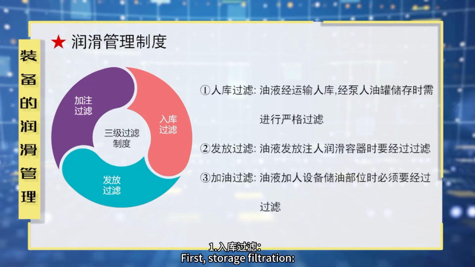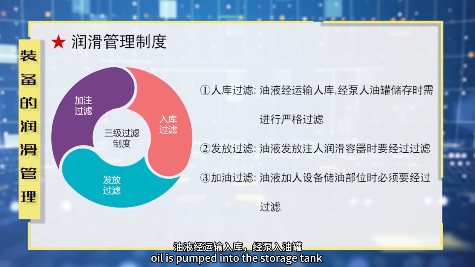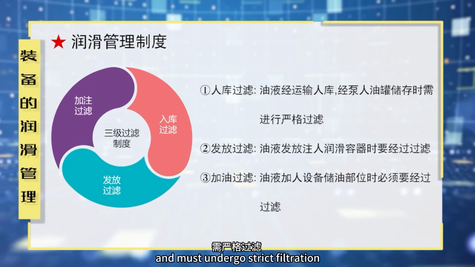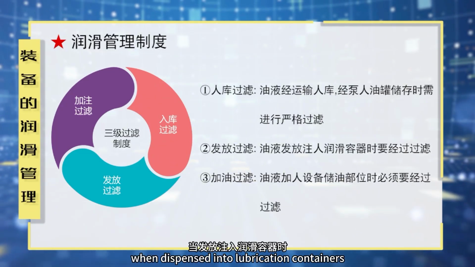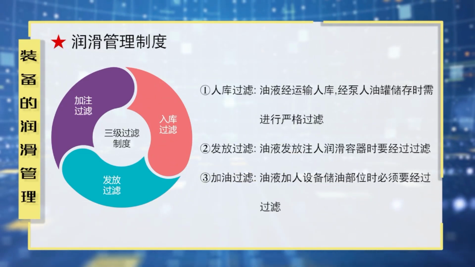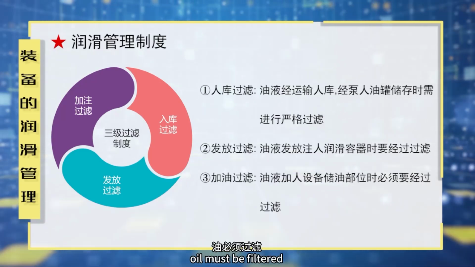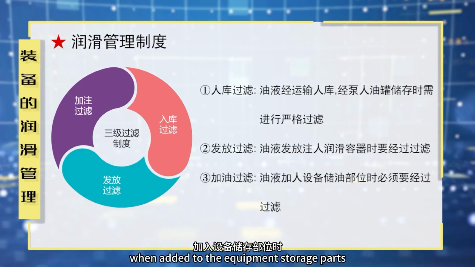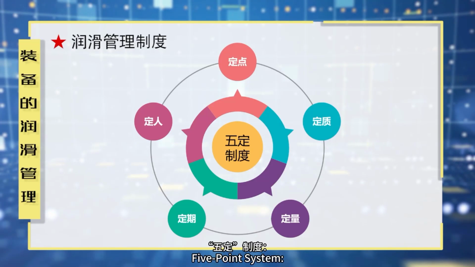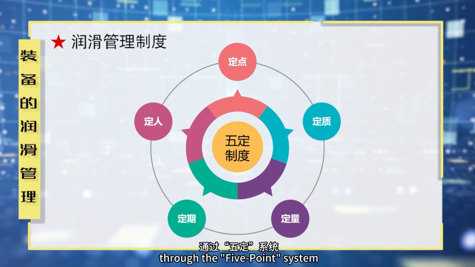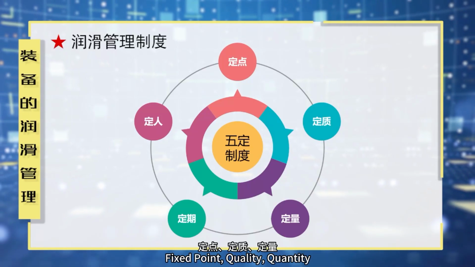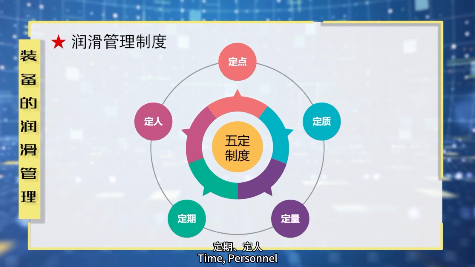First, storage filtration. Oil is pumped into the storage tank and must undergo strict filtration. Second, distribution filtration. Oil must be filtered when dispensed into lubrication containers. Third, oil addition management. Oil must be filtered when added to the equipment's storage parts. 5 fixes system. Implement lubrication according to the oil quality standards through the 5 fixes system. Fixed point, quality, quantity, time, personnel.